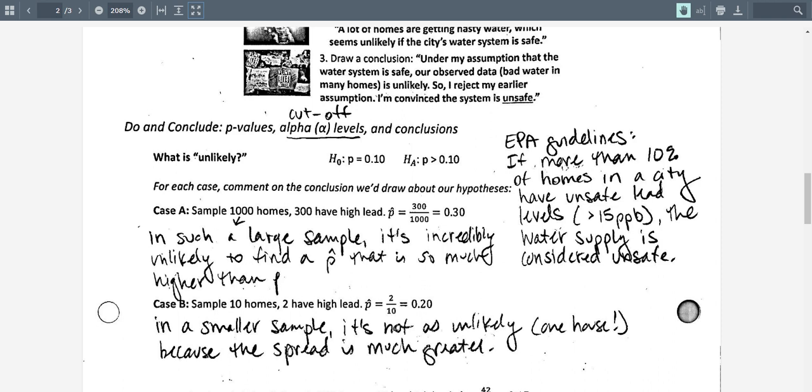But in case B, it's only one house. So if it's 2 out of 10, 1 out of 10 would have been 10%. And so because the spread is so much greater with a smaller sample size, it's not so convincing in case B. Go ahead and pause and catch up.